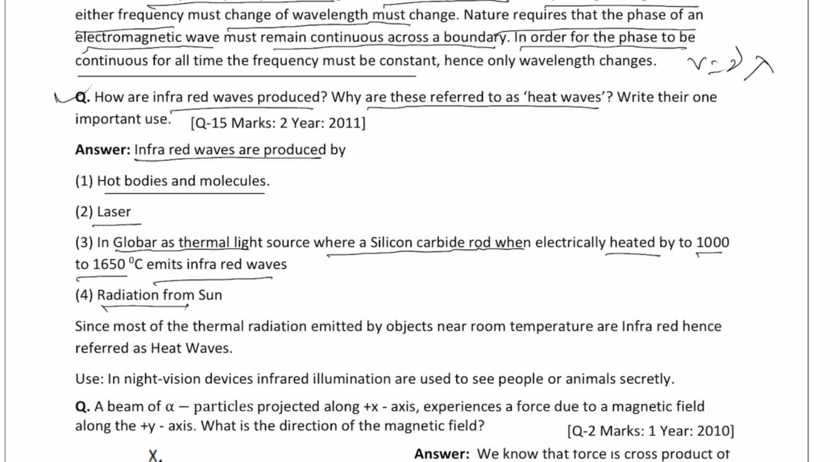Since most of the thermal radiation emitted by objects near room temperature is infrared, hence they are referred to as heat waves. Okay. They are used in night vision devices like night vision cameras, where infrared illumination is used to see people or animals secretly. Okay, next question.